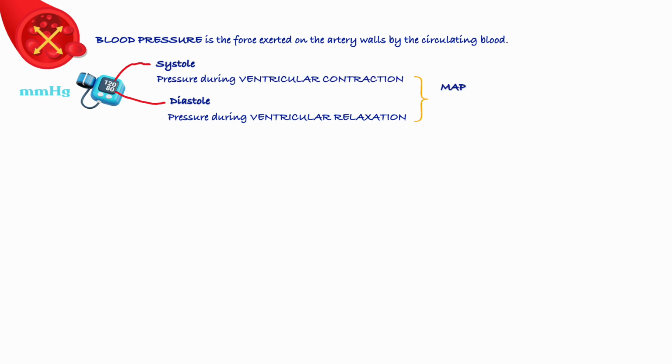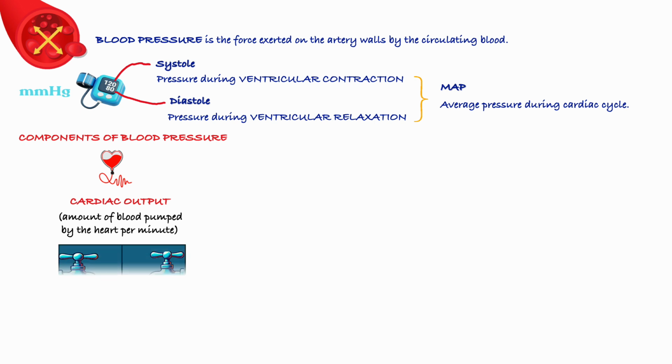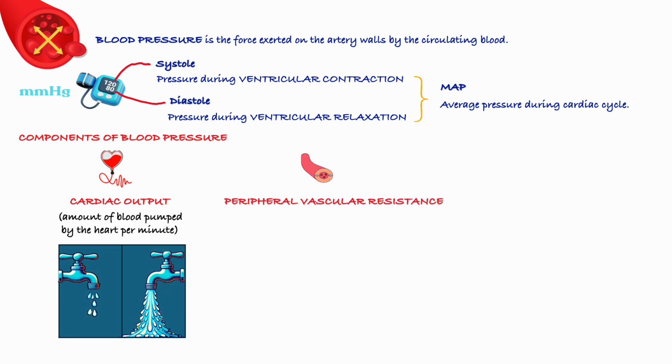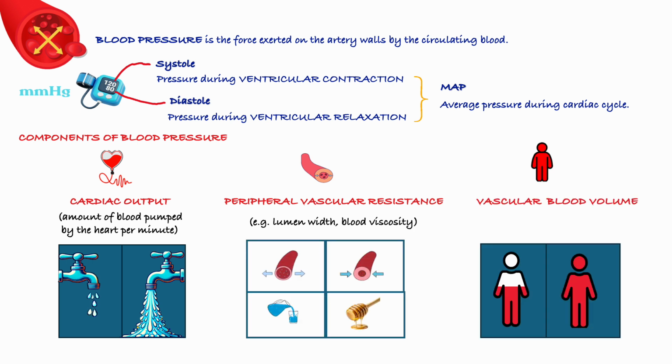The mean arterial pressure is the average pressure during one cardiac cycle, and so will include diastole and systole. The components of blood pressure include cardiac output, or the amount of blood pumped by the heart in 1 minute, peripheral vascular resistance, affected by factors such as lumen width and blood viscosity, and the vascular blood volume.